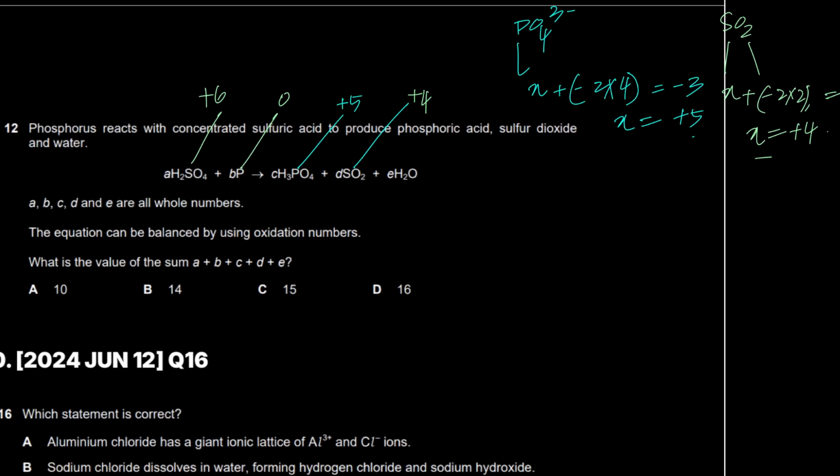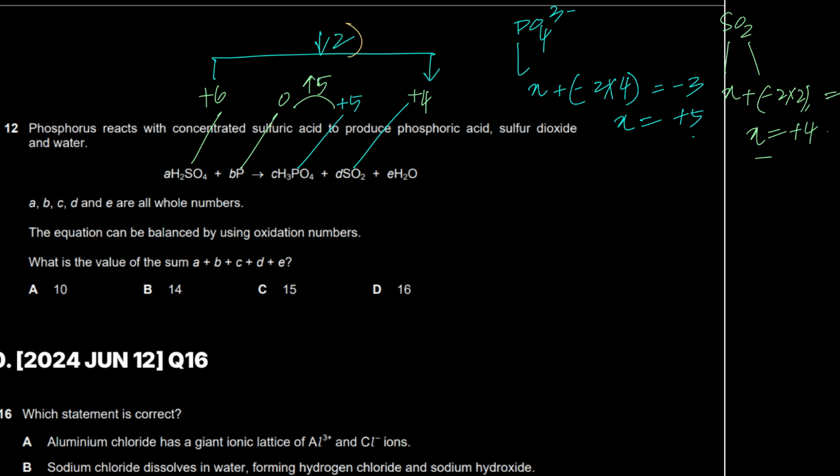Now, sulfur is going from +6 to +4, which means there's a gain of 2 electrons, or you could say the oxidation number decreased by 2. And here you could say, hey, sulfur went from 0 to +5, phosphorus went from 0 to +5, so oxidation number increased by 5. Now, the decrease in oxidation number must equal the increase in oxidation number, or vice versa.